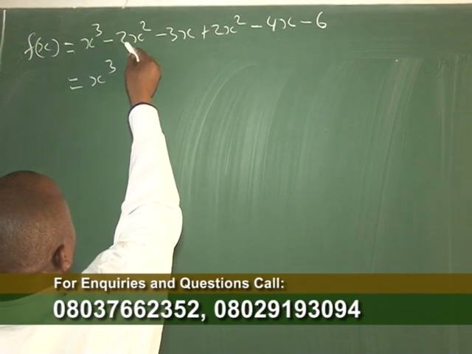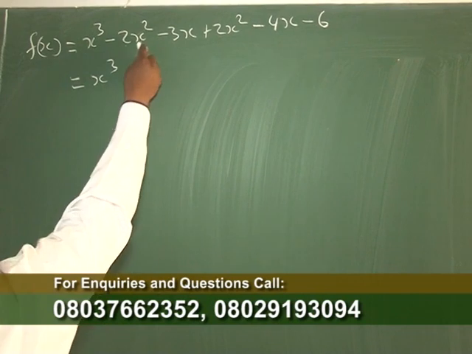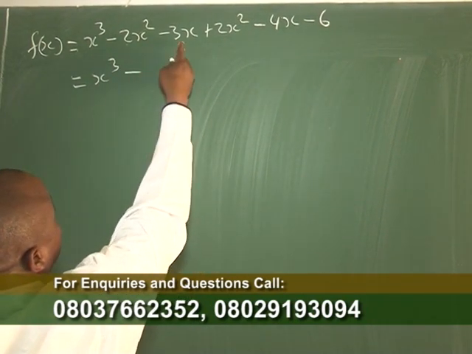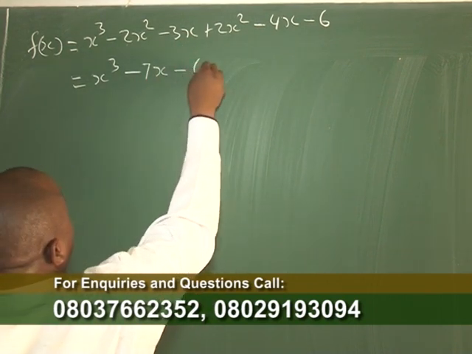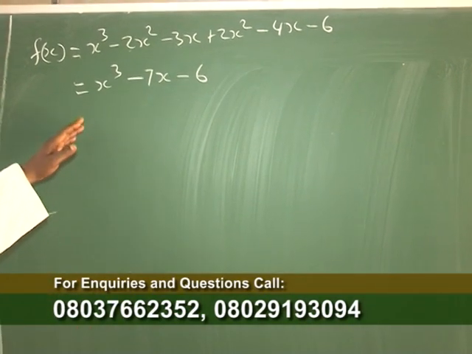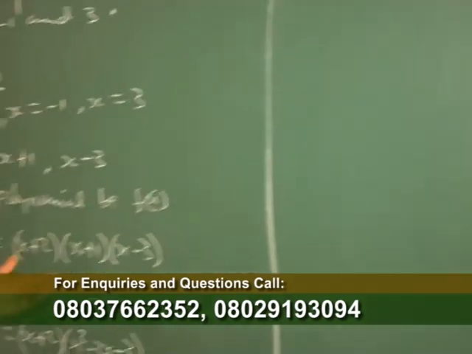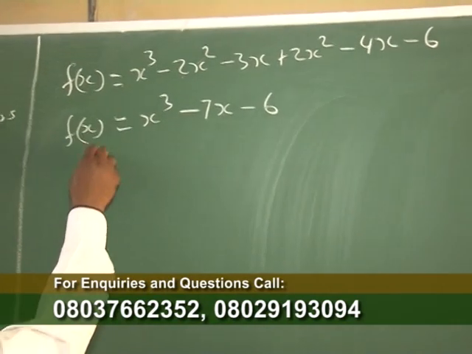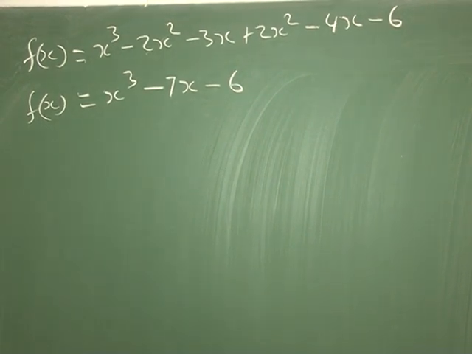Now look at this. Minus x squared plus minus 2x squared plus 2x squared is 0. Then we have minus 3x minus 4x is minus 7x, minus 6. This is the polynomial that has these factors, so f of x equals x cubed minus 7x minus 6. Okay, so that is how it is done.